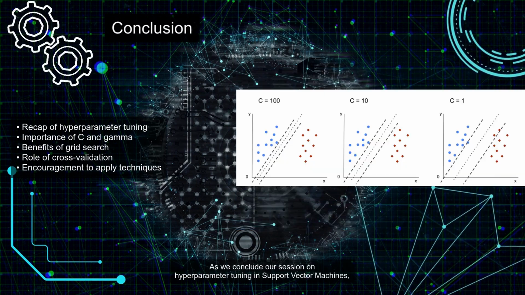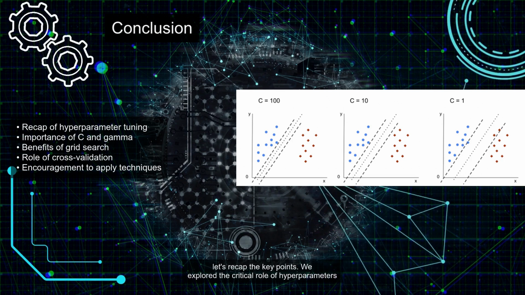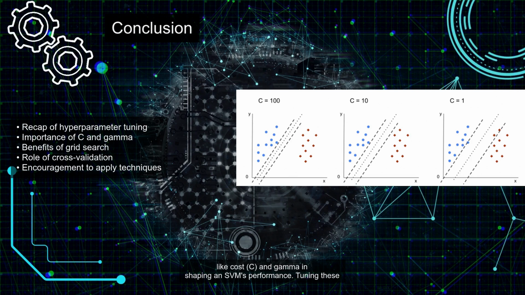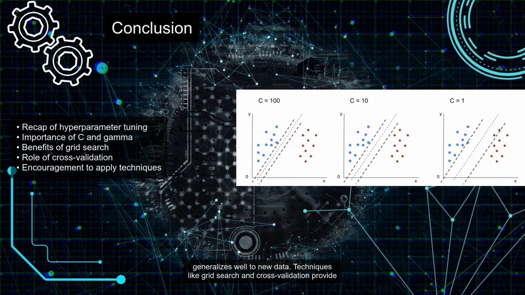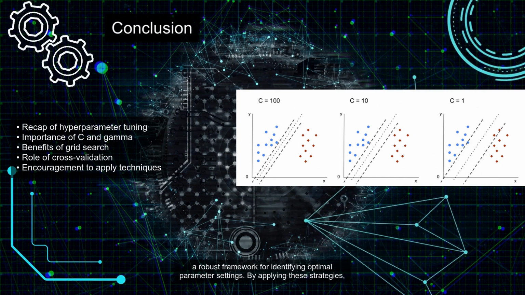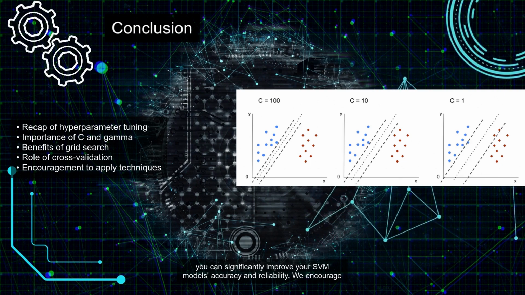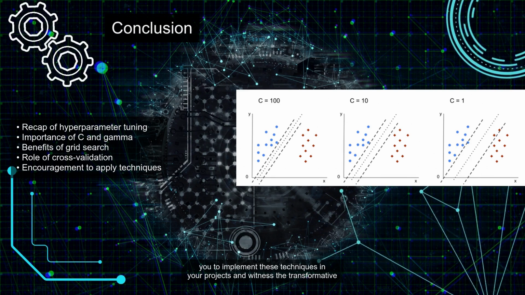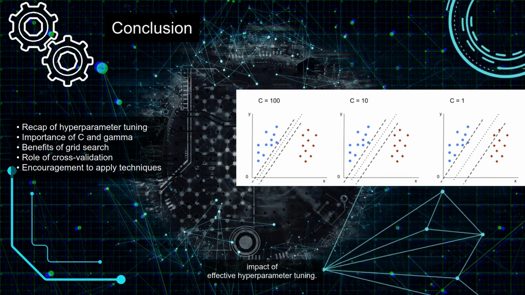As we conclude our session on hyperparameter tuning and support vector machines, let's recap the key points. We explored the critical role of hyperparameters like cost, C, and gamma in shaping an SVM's performance. Tuning these parameters is essential for enhancing the model's predictive power, ensuring it generalizes well to new data. Techniques like grid search and cross-validation provide a robust framework for identifying optimal parameter settings. By applying these strategies, you can significantly improve your SVM model's accuracy and reliability. We encourage you to implement these techniques in your projects and witness the transformative impact of effective hyperparameter tuning.